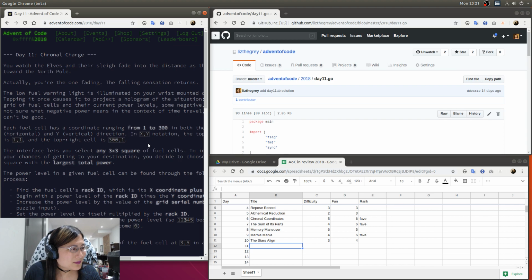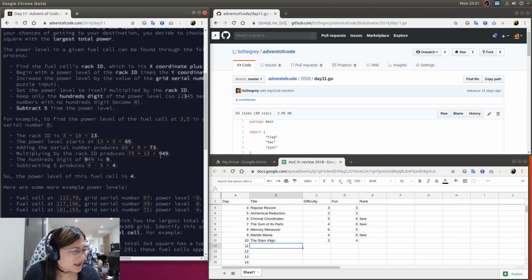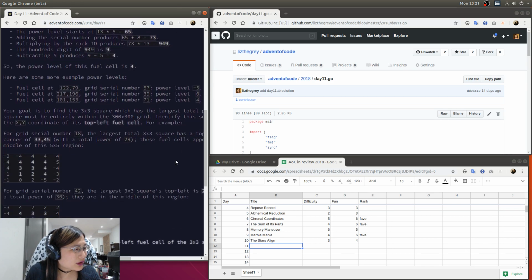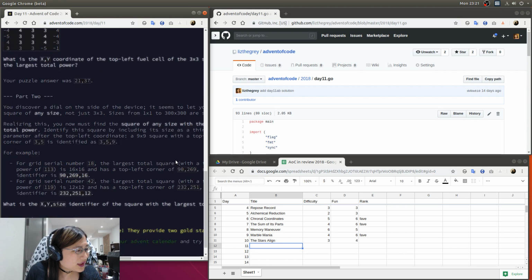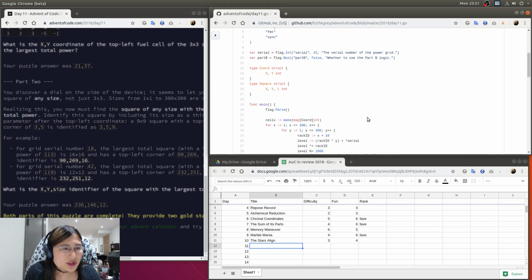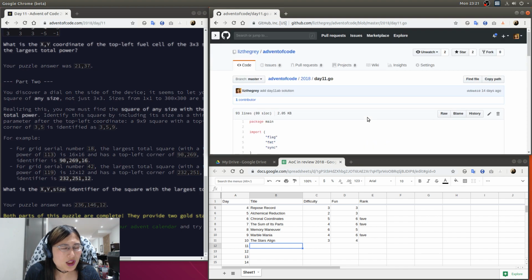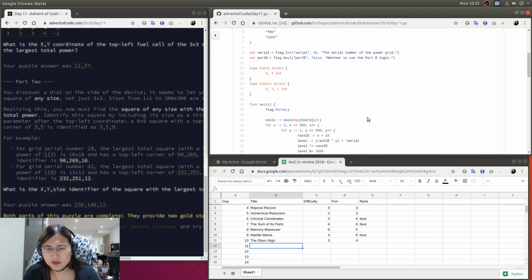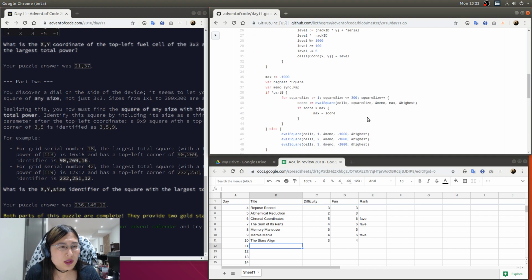Day number 11. So in day 11, this was the first time that people wanted to potentially use a, whatchamacallit. People might be called upon to use a summed area table. I chose not to use a summed area table.